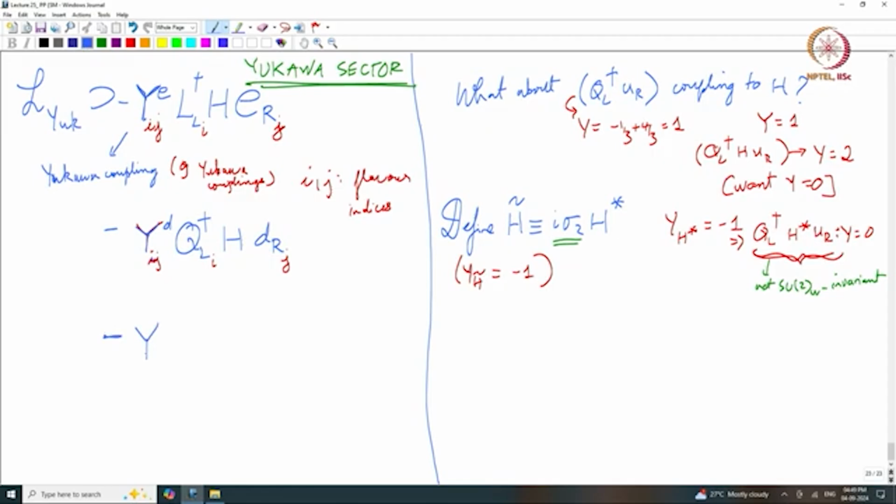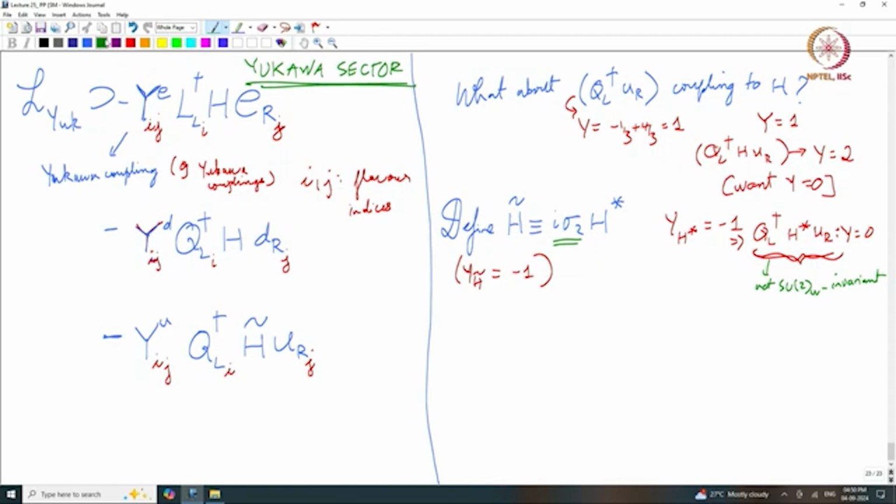Okay, this time I am going to just write the flavor indices right away, because you know it's coming. So I have a Q_L, of course, a dagger, then I have the H tilde and the right-handed field. Okay, and finally, what have I missed here actually?